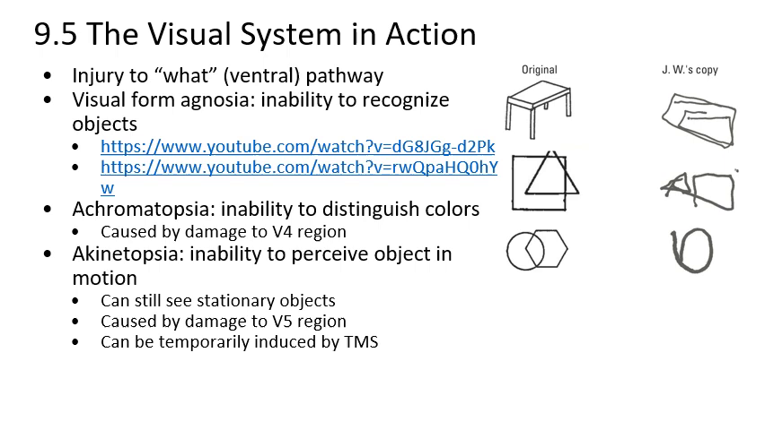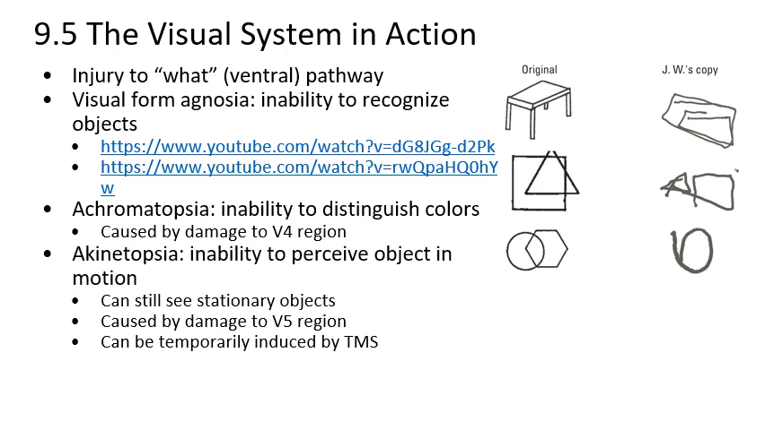Akinetopsia is the inability to perceive an object that's in motion. So individuals with akinetopsia can still see stationary objects. This is caused by damage to the V5 region. They can still see stationary objects, but once the object starts moving, they literally just can't see it. It's like the object disappeared. When the object is still again, they can see it again.